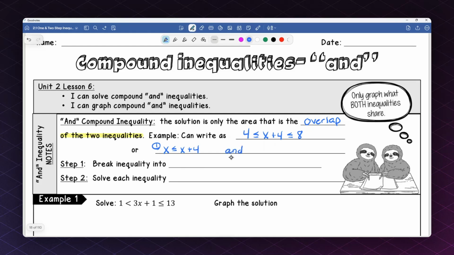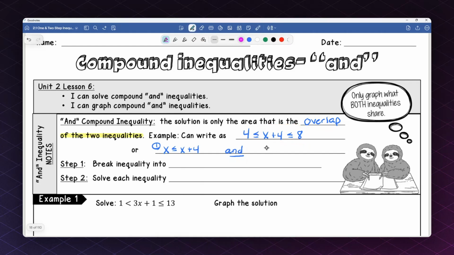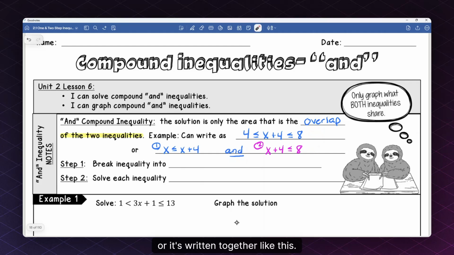And I can use the other part. I can write a simple inequality here about this part that's circled, where it's x plus 4 is less than or equal to 8. So you could see it in one of these two formats. The two formats being it's written together like this, or it's written separately like this.